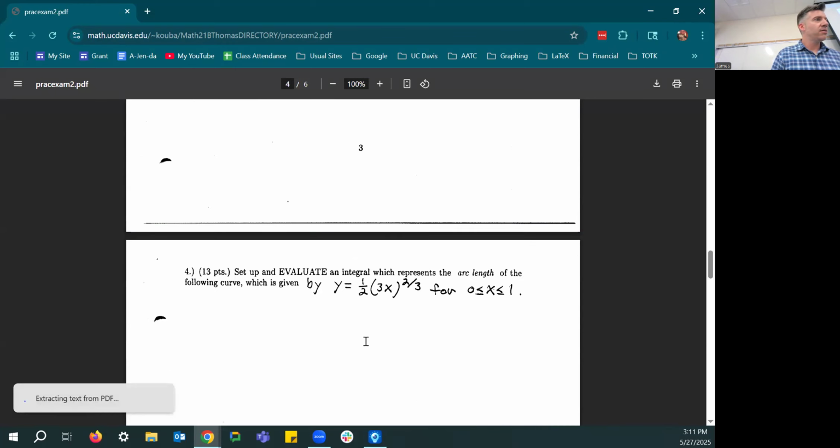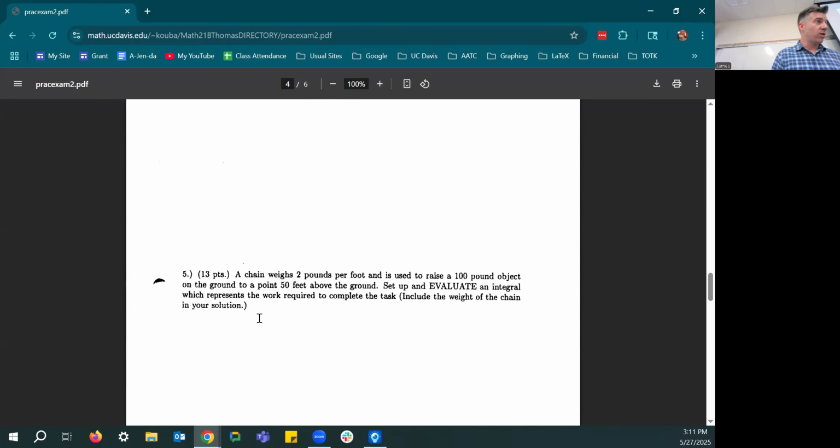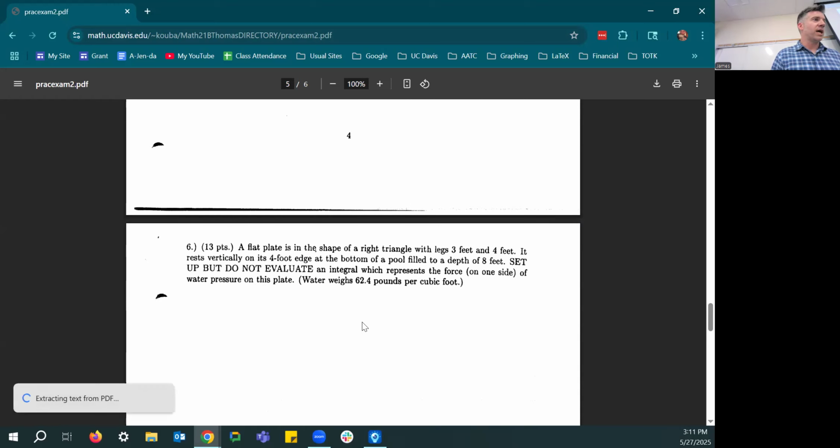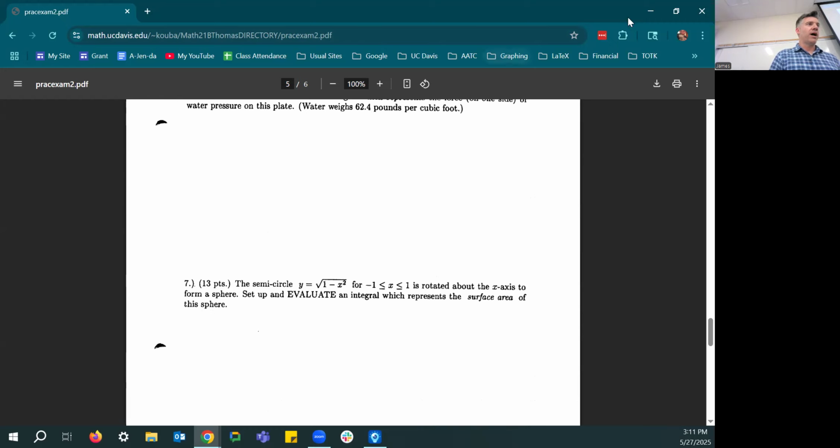And then there's an arc length one. There's a work one down here. So there's a few good problems. I will definitely post this on our Canvas, but you can also find it on Dr. Fu's website. I'll post the solutions as well. I'm sure they're correct, although I have not vetted them, but they've been up so long that they have to be correct at this point.